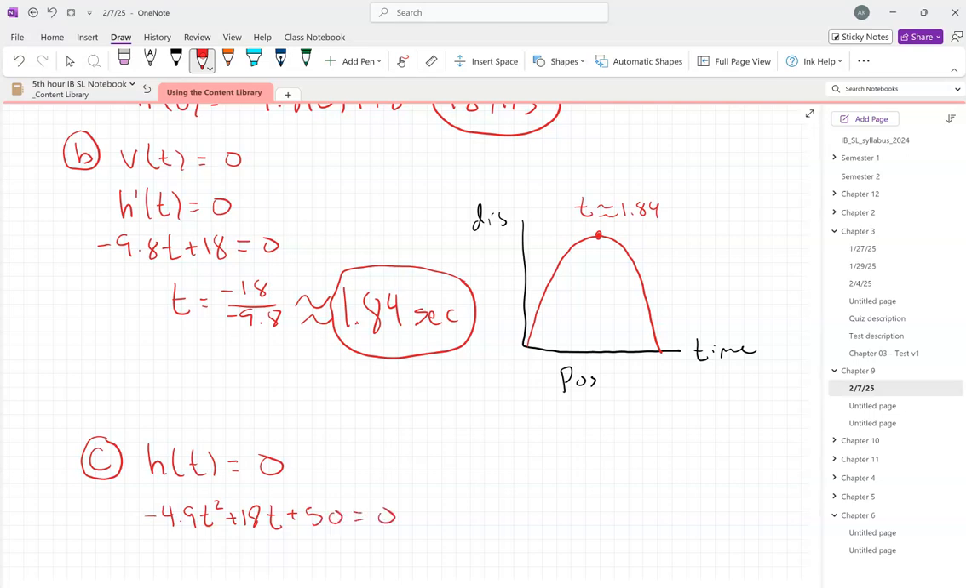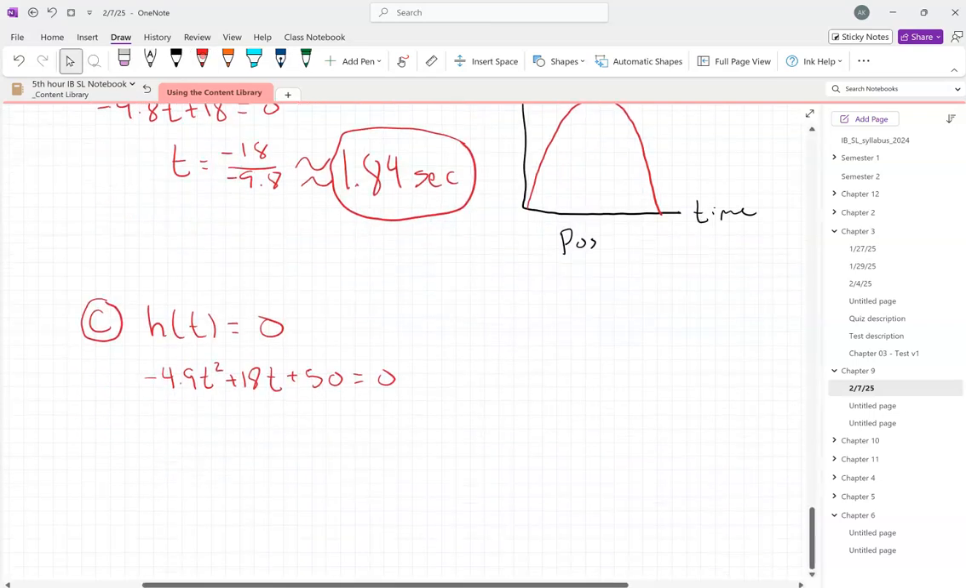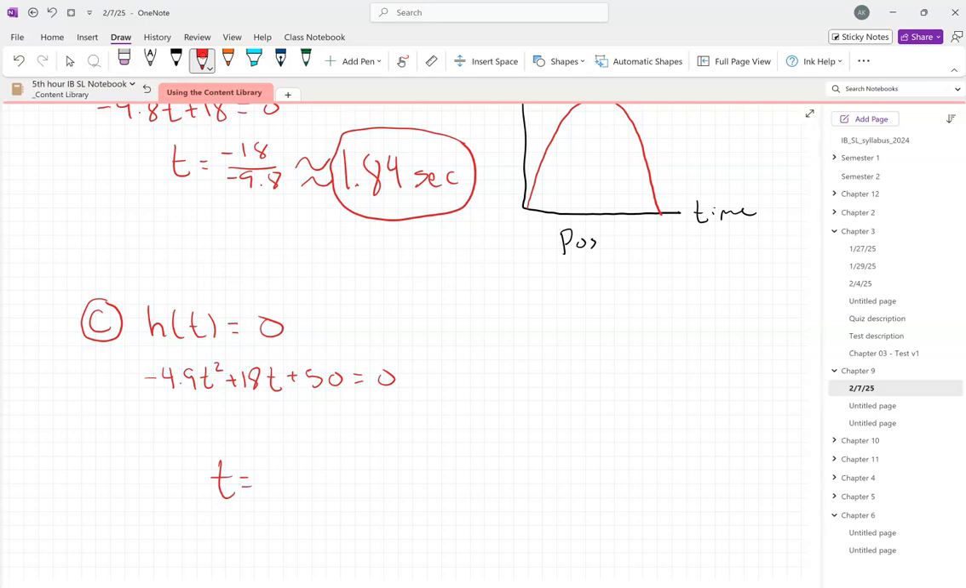Correct. If h is the distance the ball is from the ground, a height of 0 will represent the ball on the ground. Everybody feel good there? So how should I solve this equation? I would use the quadratic formula, absolutely. So negative b plus or minus the square root of b squared minus 4ac, all over 2a.